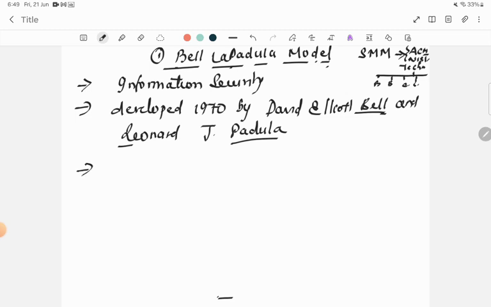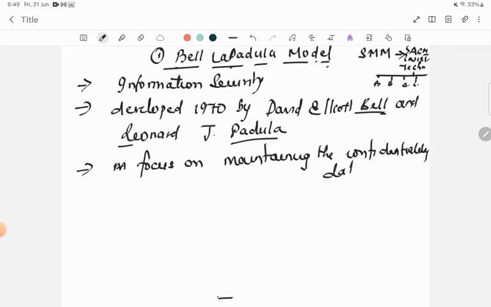What does this model focus on? This model focuses on maintaining the confidentiality of the data. In the exam you can get a question asking which model focuses on confidentiality. That is the Bell-LaPadula model. This model was developed for military work, the military context.